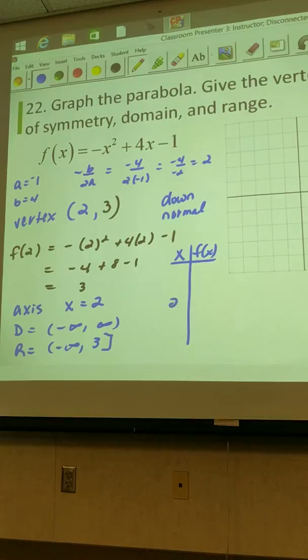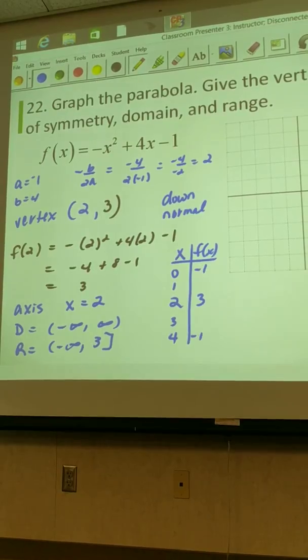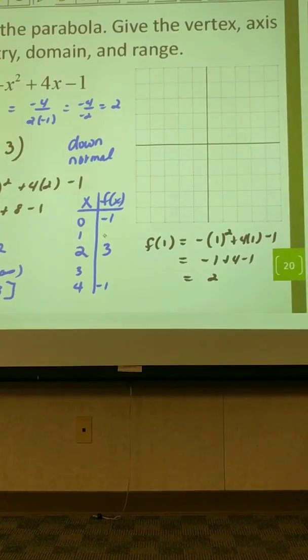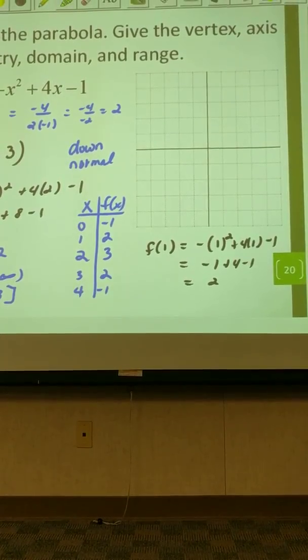Again, we have our vertex, which I'm going to put in the middle here. And I'm going to use 0 and 1 here. So I put 0 in. I can see that that's going to be -1 because everything else zeroes out. And then I'll just work 1 out for you here. I'm going to put 1 in there. And we get 2. And now I'm ready to graph.